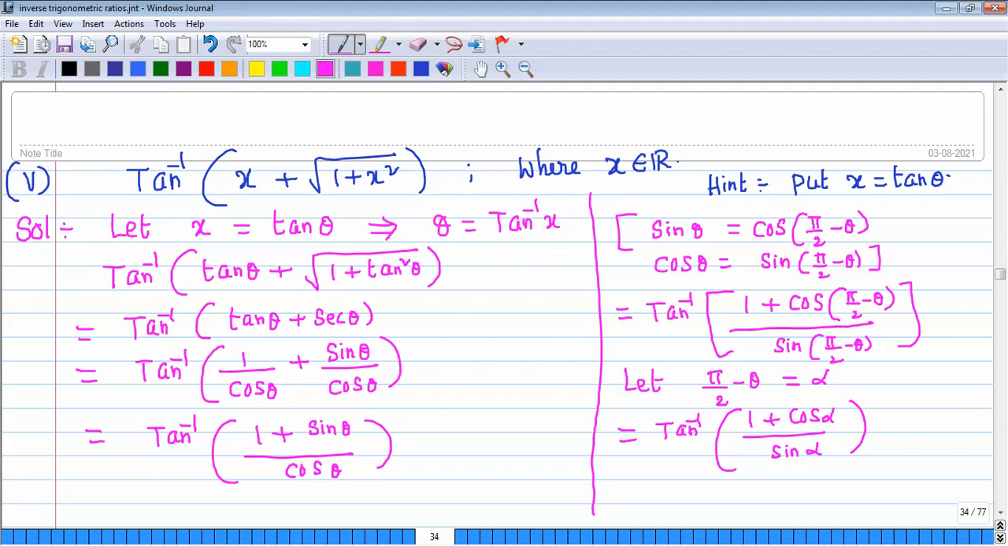Okay, what will be the next step? Here, these formulae we need to use. 1 plus cos theta is equal to 2 cos square theta by 2, and sin theta equals 2 sin theta by 2 cos theta by 2.